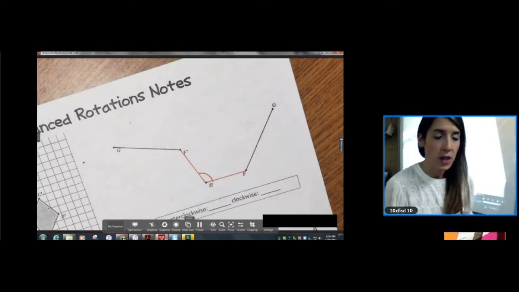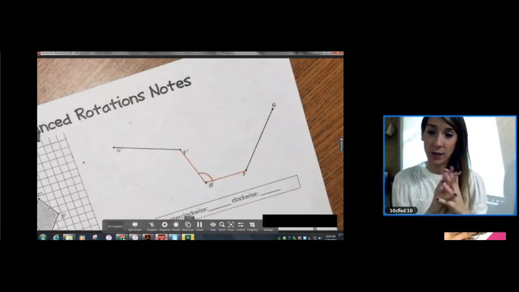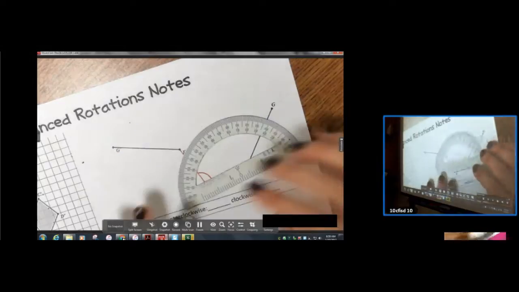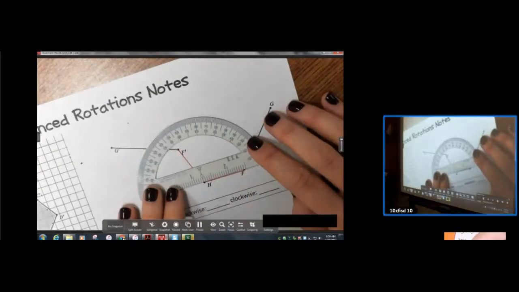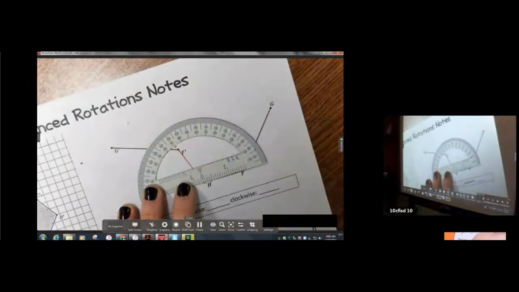You're going to want to really look at these notes and let it sink in what each process was for all the different problems. So in this problem, we connected our corresponding vertices to our center of rotation, which was H. Once we connected them, we got out our tools, our protractor, and we measured the angle. I'm getting 110 degrees. Right there, if you can see that.